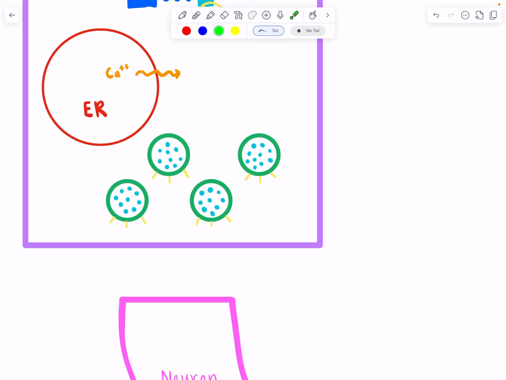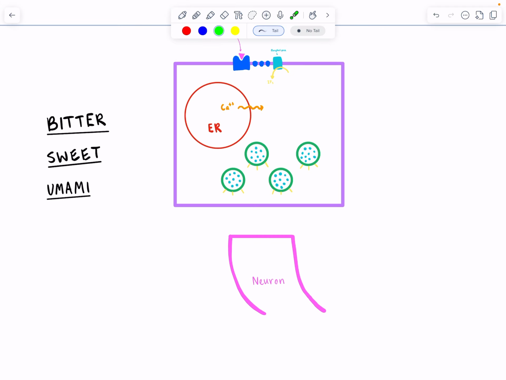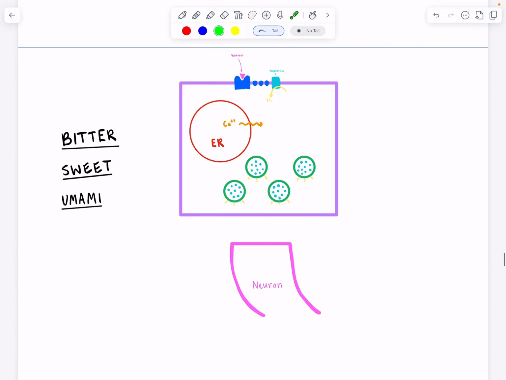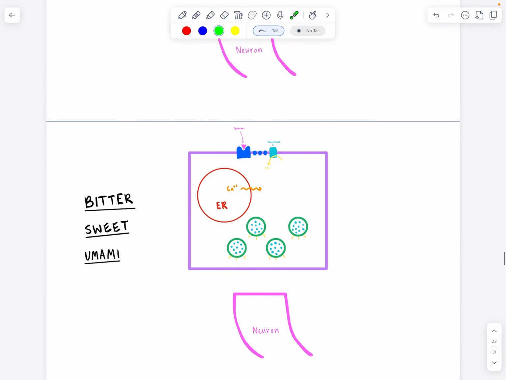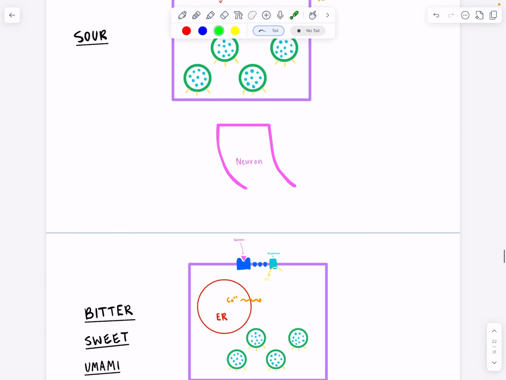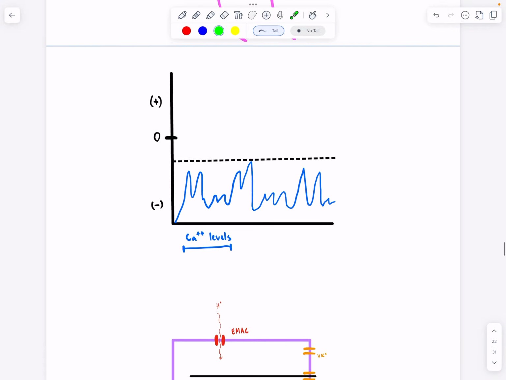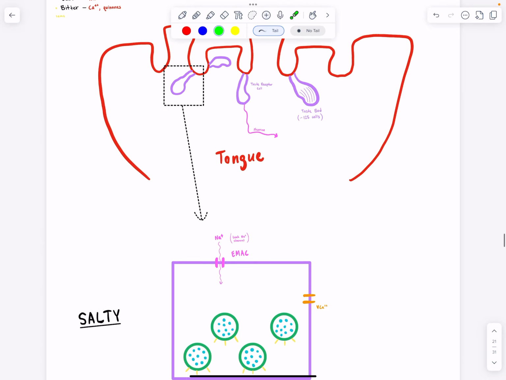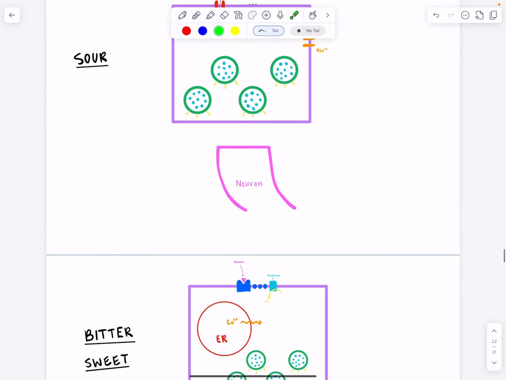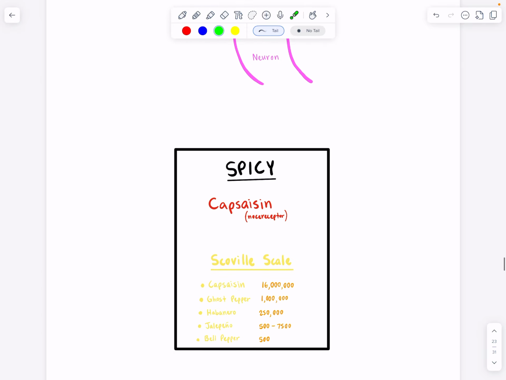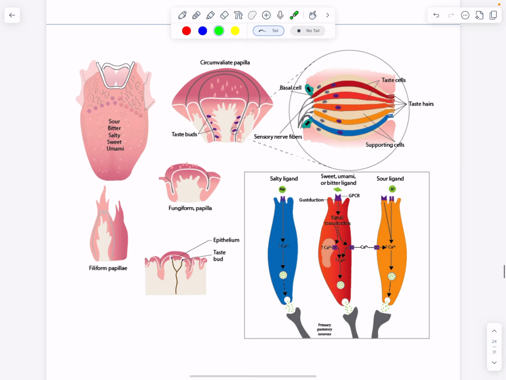And I think that's it for taste. Oh, and I didn't mention the main neurotransmitter that is used. I don't know if we talked too much about it, but I think glutamate is the main one. Anyway, so then we'll move on to smell.